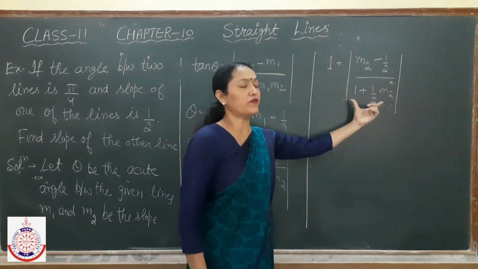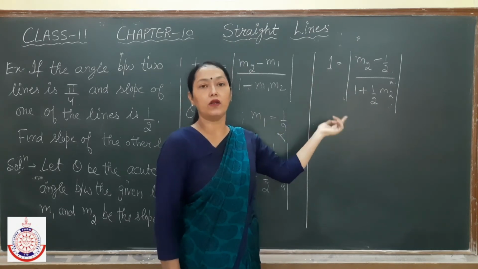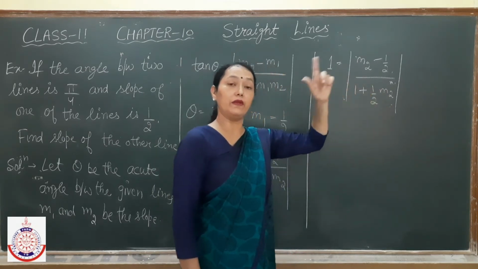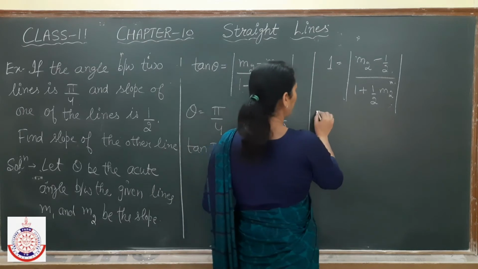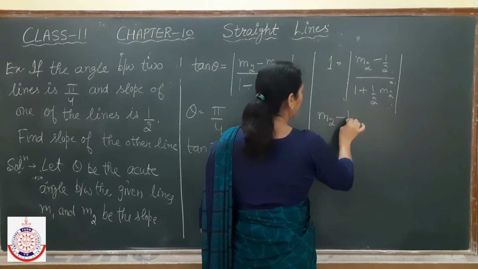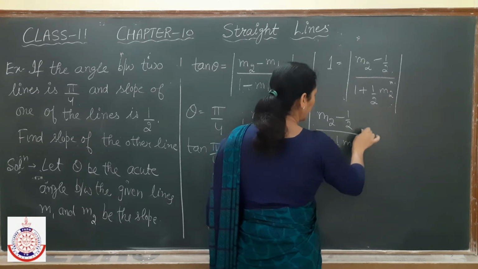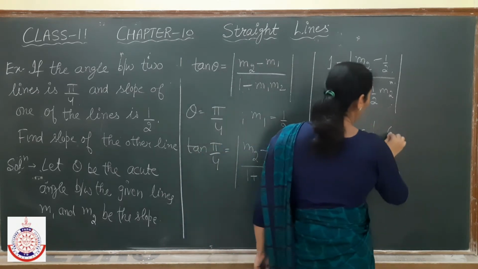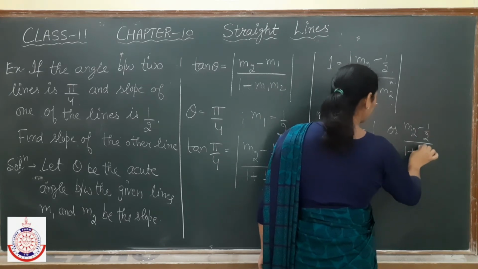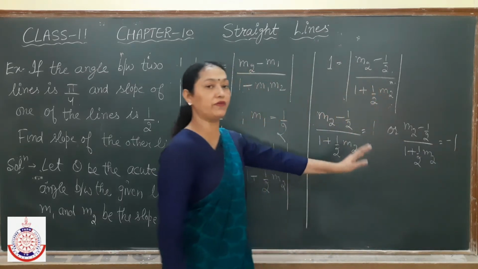1 equals the mod of this value, so we'll be removing this mod. This 1 can be plus 1 or minus 1, because without the mod this value can be plus or minus both. So we can have 1 equals (m2 minus half) upon (1 plus half m2), equals 1, or it can be equals minus 1. We can have both the values.